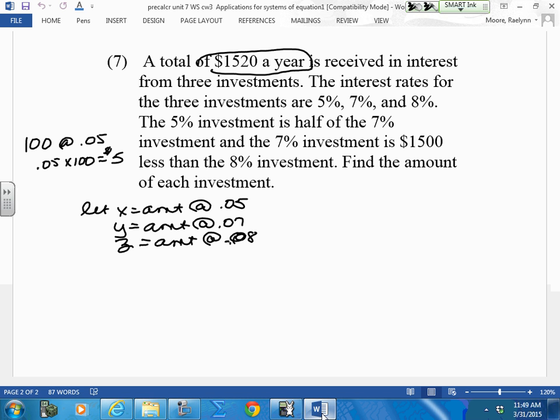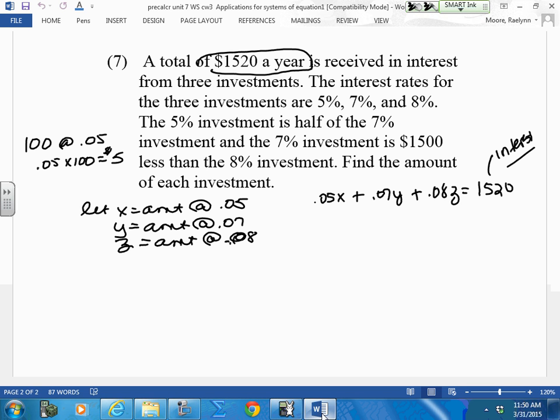So I got $5 back at the end of the year. So now, my total interest from all these accounts, that means my X amount at 0.05, my Y amount at 0.07, and my Z amount at 0.08 will add up to 1,520. This is how much interest I am going to collect on my accounts. We just looked at a simple invest 100, multiply it by 0.05. Our problem is we don't know how much was invested at 5, 7, or 8. But the interest total will add up to 1,520 a year.